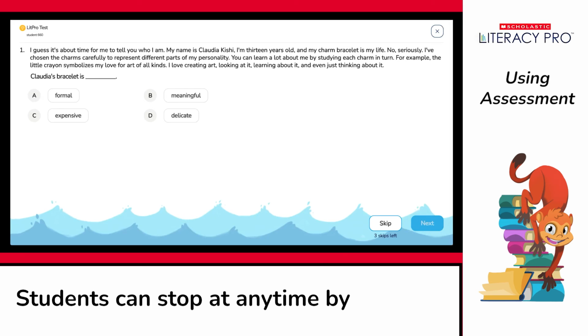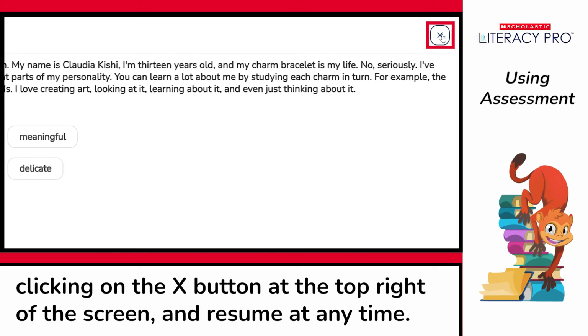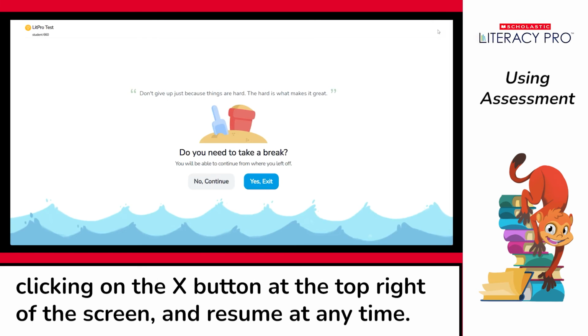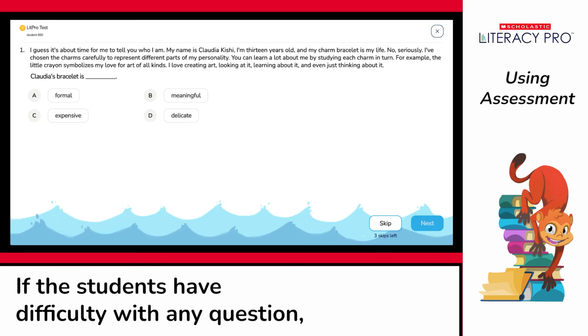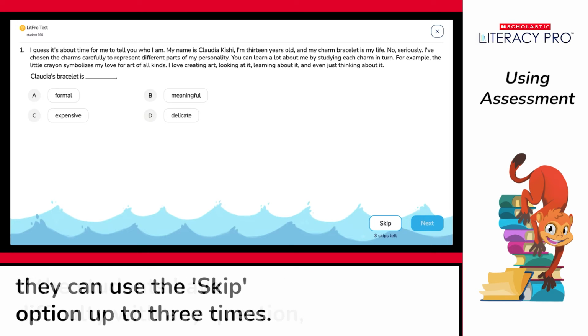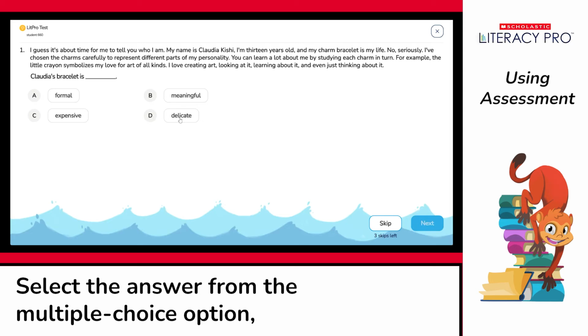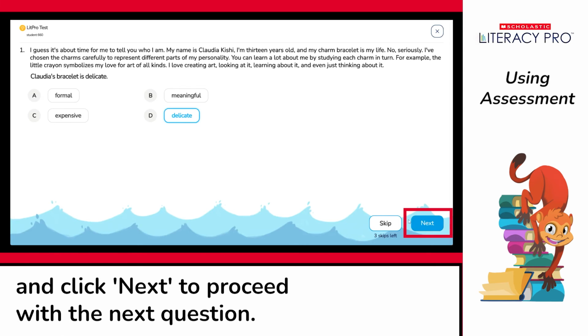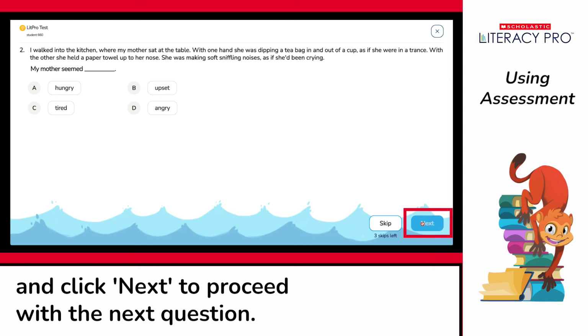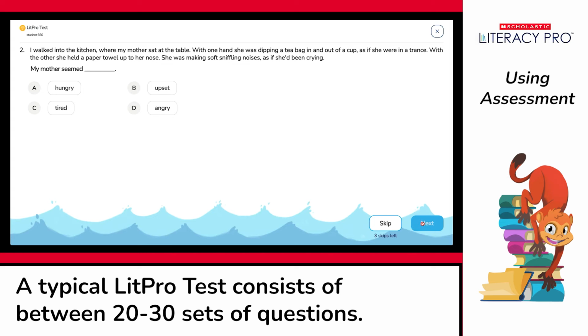Students can stop at any time by clicking on the X button at the top right of the screen, and resume at any time. If the students have difficulty with any question, they can use the skip option up to 3 times. Select the answer from the multiple choice option, and click Next to proceed with the next question. A typical Lit Pro test consists of between 20 to 30 sets of questions.